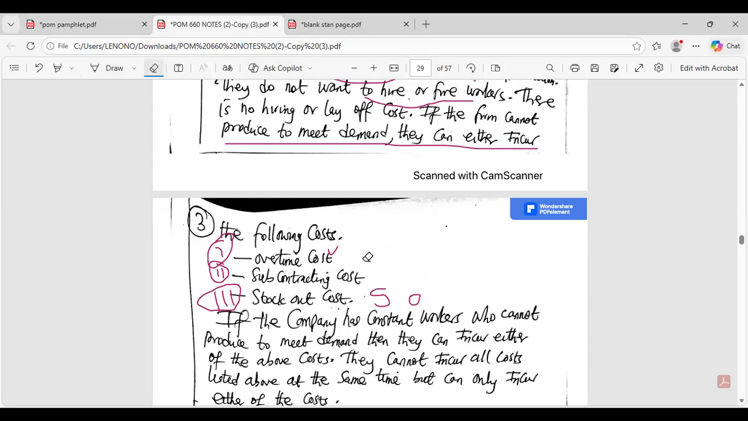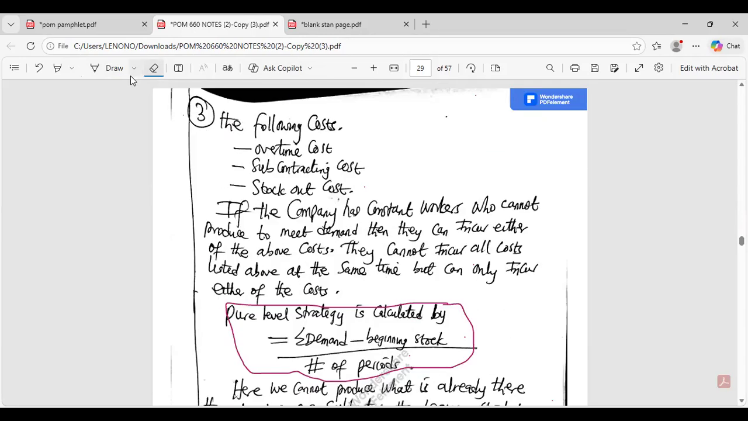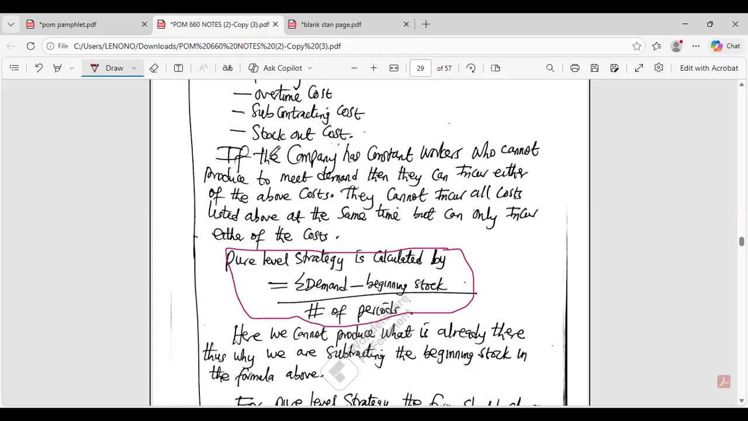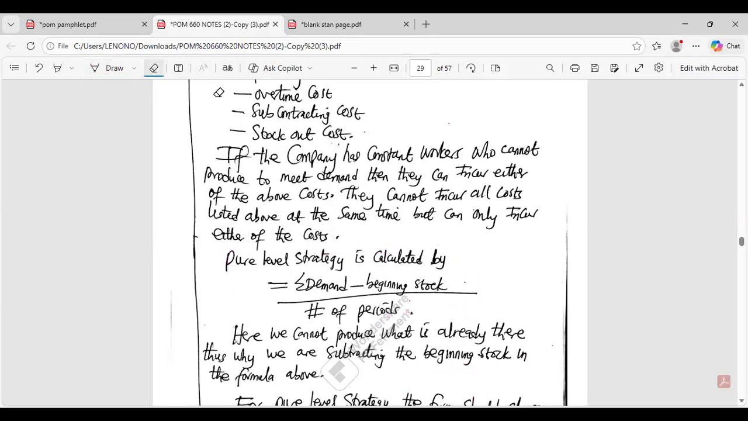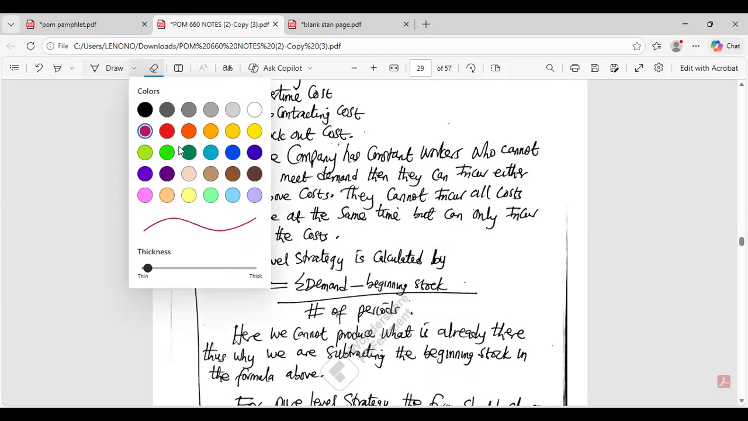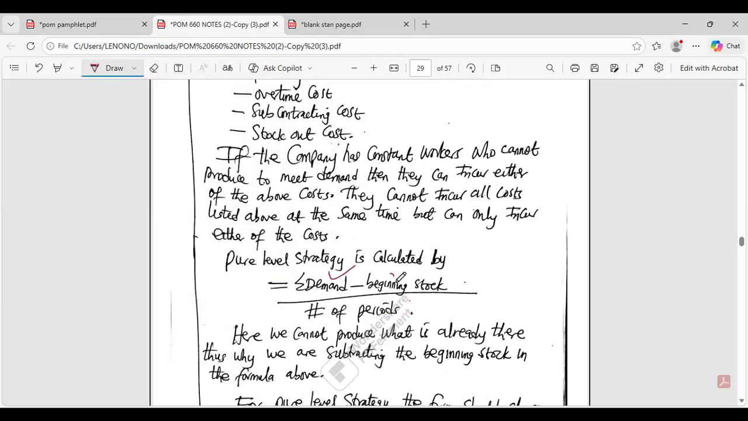What I'm trying to say in short here is that if the company has constant workers who cannot produce to meet demand, then they can incur one of these costs. They cannot incur all of them at the same time, but they can incur either of them. So how would you look at the level production? Level production is equal to the summation of demand minus beginning stock, divided by the number of periods.